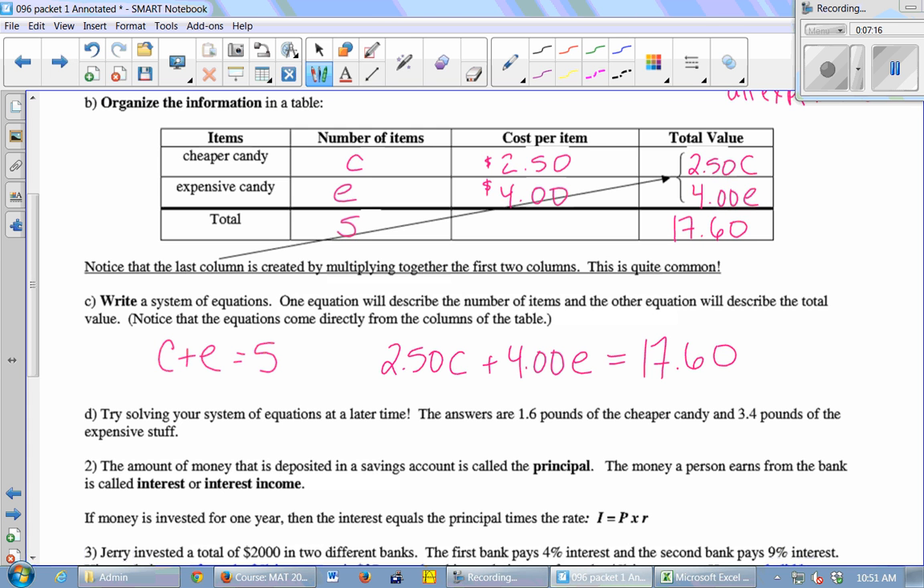So I have two unknowns and two equations. Can I solve it? Yeah, I can use any of the three methods that we've talked about so far. I'm going to let you try to solve it yourself a little later. But the answers turn out to be 1.6 pounds of cheaper candy with 3.4 pounds of expensive candy. That adds up to 5 pounds of candy. And if you do 250 times 1.6 plus 4 times 3.4, you get exactly $17.60.